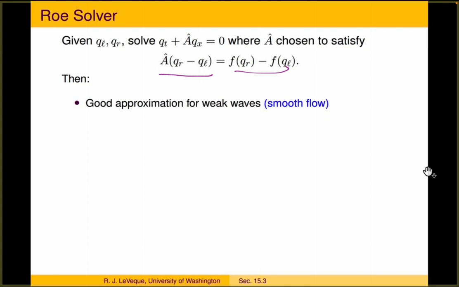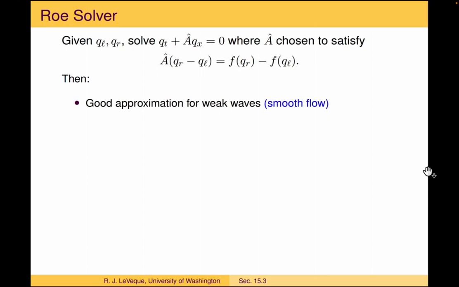And that won't be true in general if you just define A hat to be the average of the Jacobian on the left and the right, or if you evaluate the Jacobian at the average state. Neither one of those will exactly satisfy this condition. But if you do satisfy this condition, then you have various nice properties. It is a good approximation of the Jacobian matrix. You can think of this as being sort of an approximation to A hat being the derivative F prime of Q, at least in a particular direction.